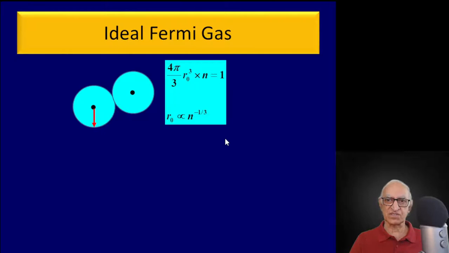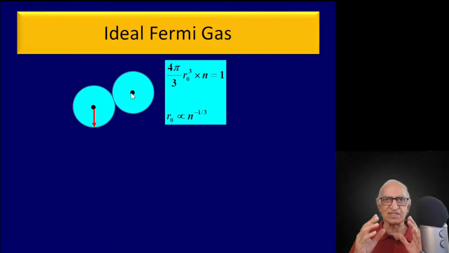So, here are two electrons in an electron gas, and let's draw an imaginary sphere around each, so that these spheres are touching. What is the significance of this imaginary sphere whose radius is R naught? It is the following. 4 pi by 3 R naught cubed, which is the volume of the sphere, multiplied by the number of electrons per unit volume is just 1. In other words, there is only one electron inside that sphere.